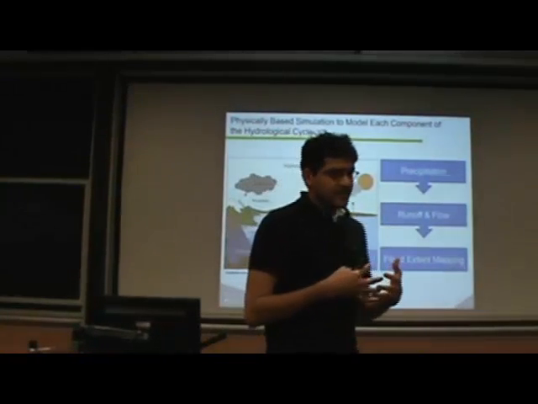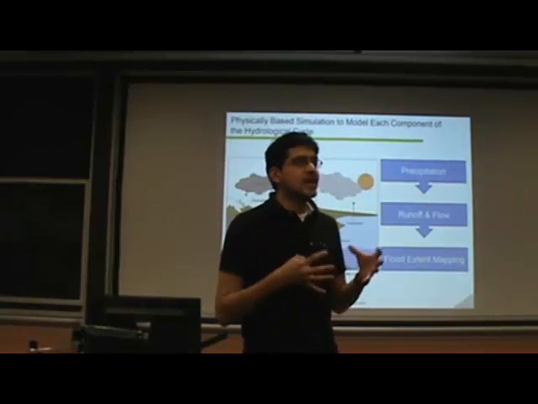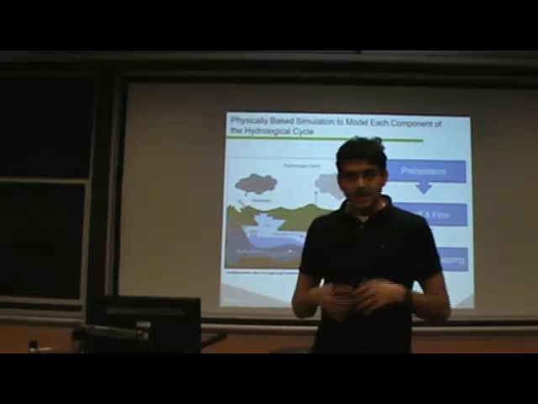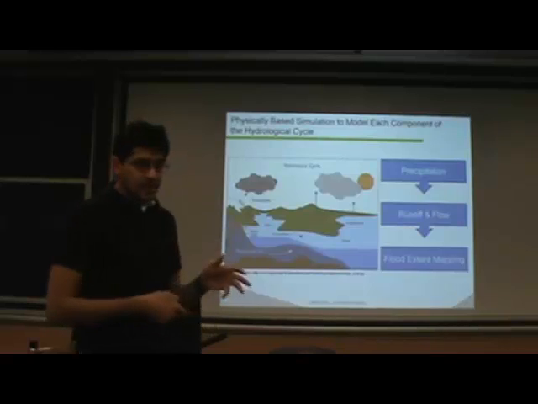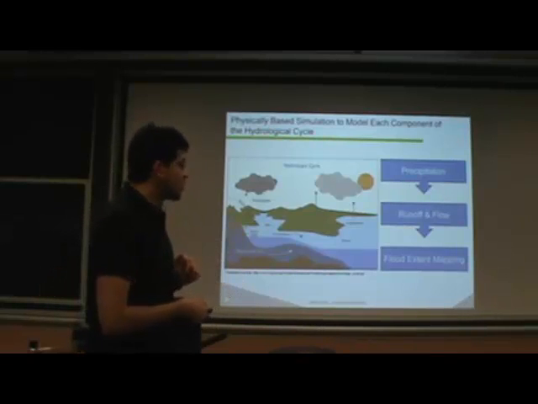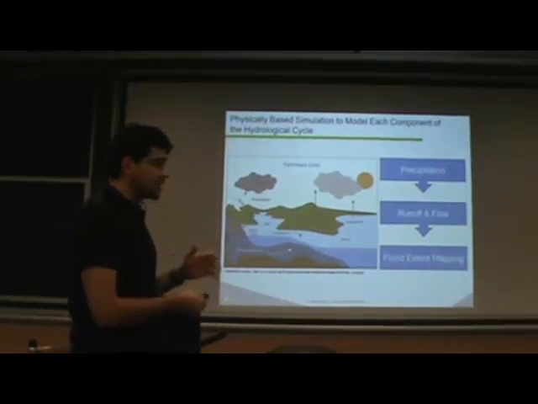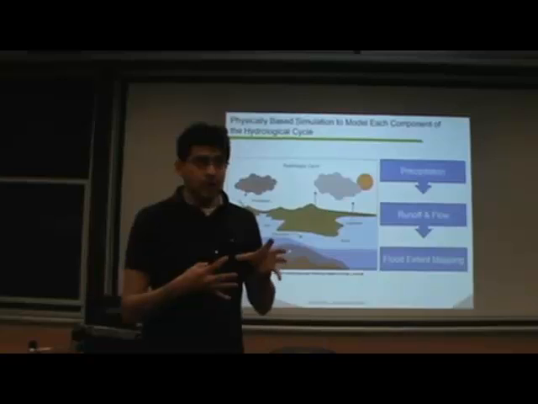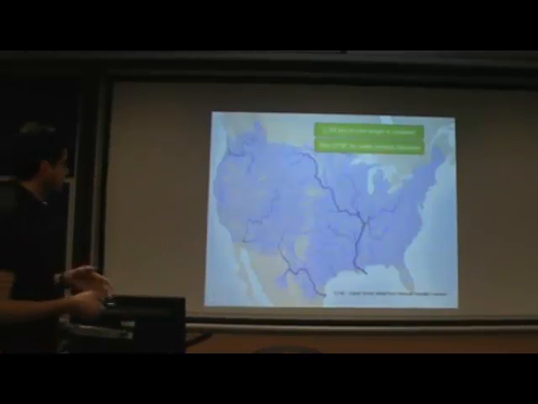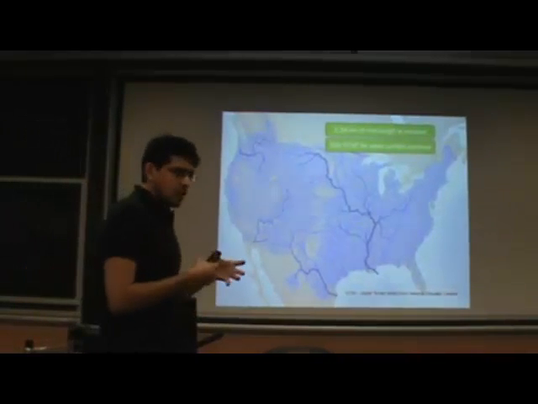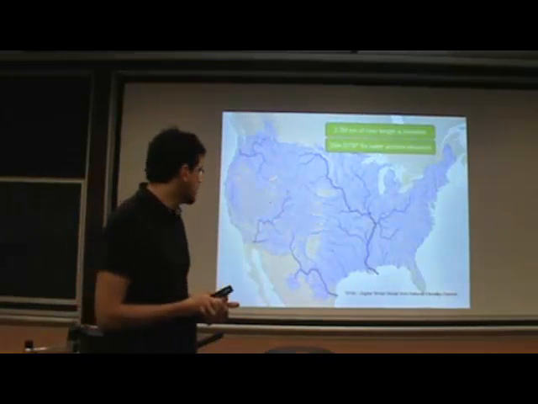In our case, we believe in modeling flood based on physics. What that means is you start with your hydrological cycle and break it into three components. How do you model precipitation? How do you use that to create runoff and flow in your landscape? And how do you then model your flood extent? So there are basically three components to your physically based flood model. Just to give an example of the flood model, what does the underlying data look like?